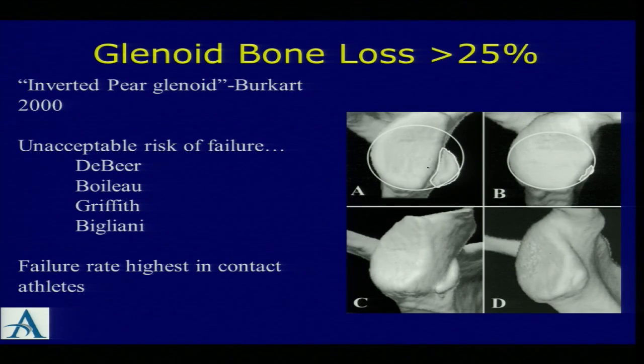So in chronic cases, the inverted pear glenoid, there's an unacceptable risk of failure in these patients, as shown in multiple studies from multiple high-volume surgeons. The failure rates, again, are the highest in the contact athletes.